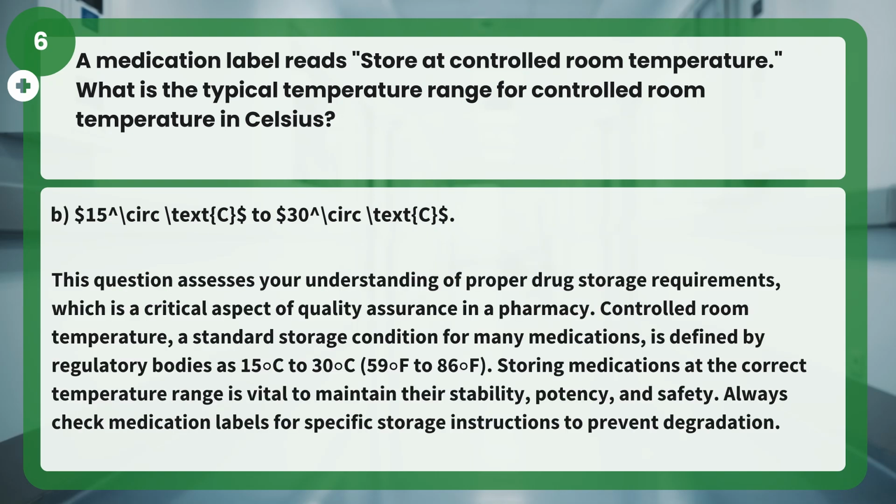Answer: B. 15°C to 30°C. This question assesses your understanding of proper drug storage requirements, which is a critical aspect of quality assurance in a pharmacy. Controlled room temperature, a standard storage condition for many medications, is defined by regulatory bodies as 15°C to 30°C.